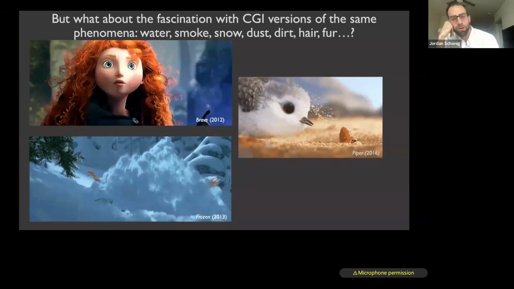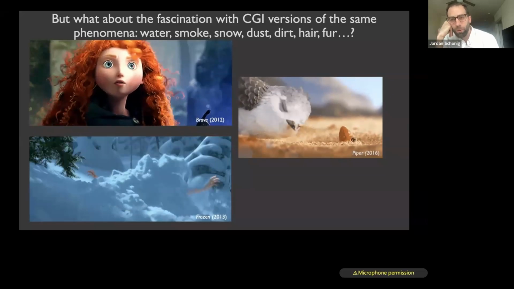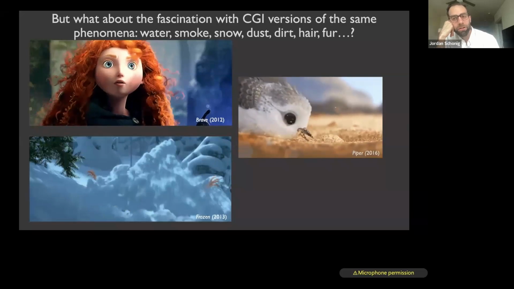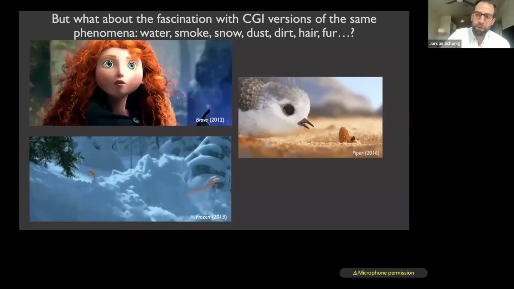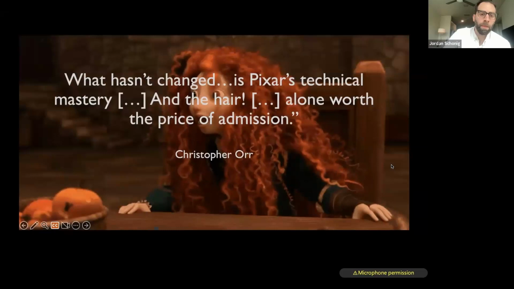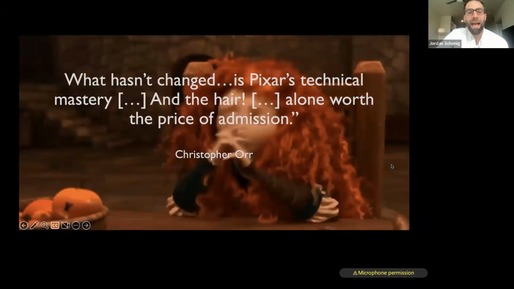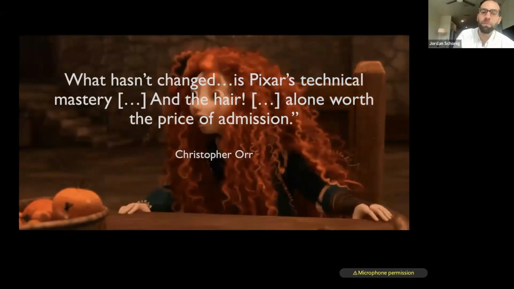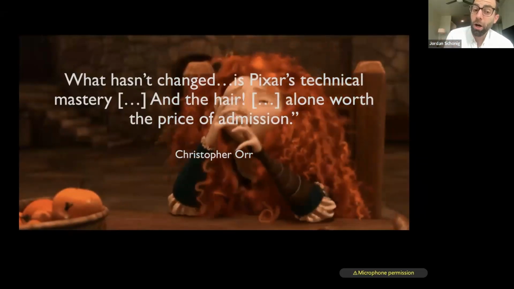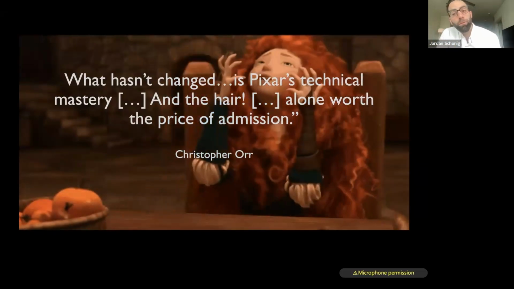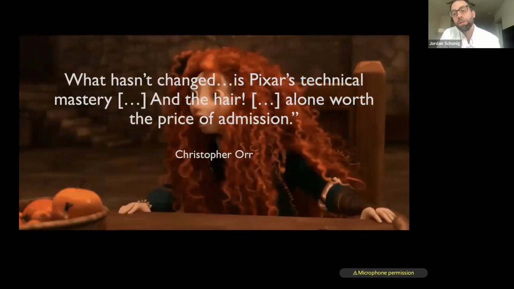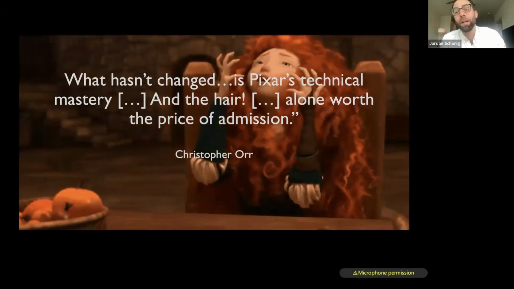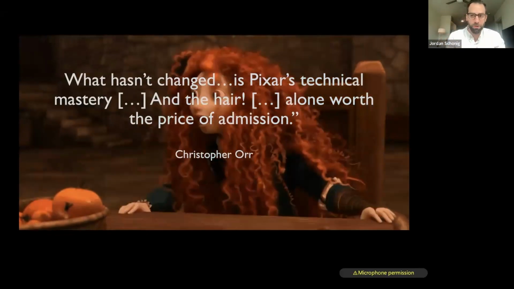Especially CG cartoons like Brave or Frozen or Piper. Take any Pixar film and look at some reactions from the last 15 years. I'll give you just an example of what I mean. So, this is a film critic: "What hasn't changed is Pixar's technical mastery, and the hair alone is worth the price of admission." When Pixar's Brave came out, there was a big hoopla about the hair of the protagonist being hyper-realistic and therefore mesmerizing and interesting to look at.